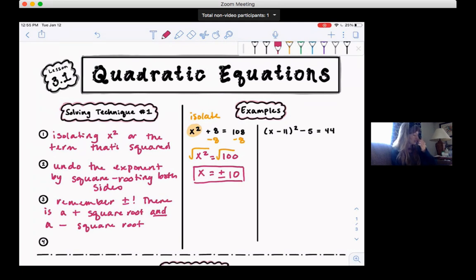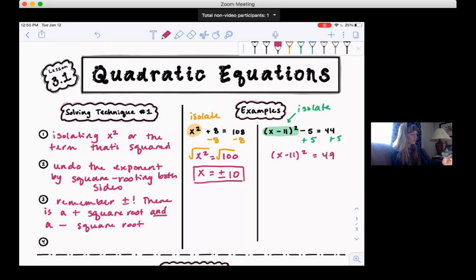Let's go through our second example, and that will lead us into what step 4 is. Okay, so for our second example, we're going to follow steps 1, 2, and 3 like normal. So our first step is to isolate whatever is being squared. So here we have an expression that's being squared, but that's what we're going to isolate. So to isolate x minus 11 all squared, we need to get rid of minus 5. So we're going to do the opposite, which is to add 5 to both sides. That leaves us with x minus 11 all squared equal to 44 plus 5 is 49.